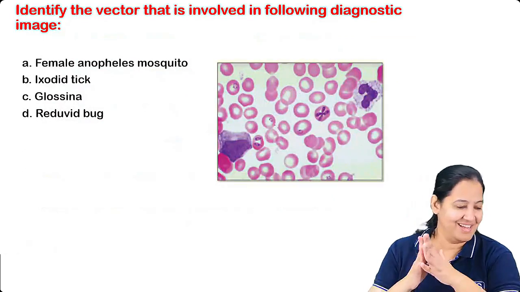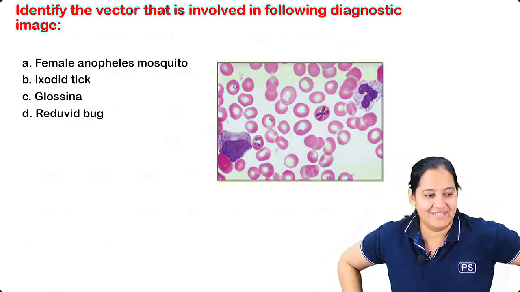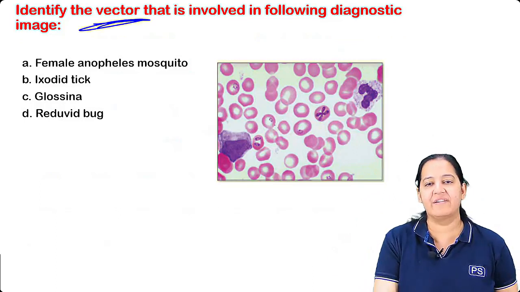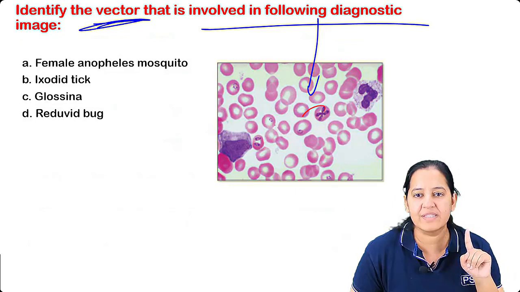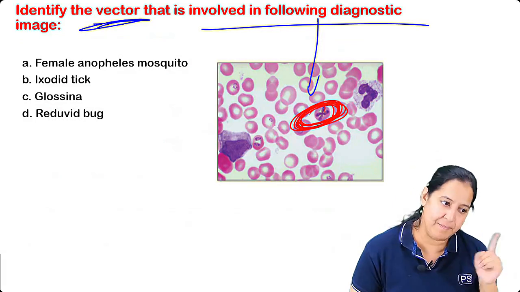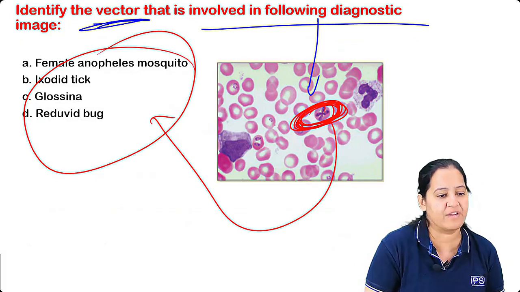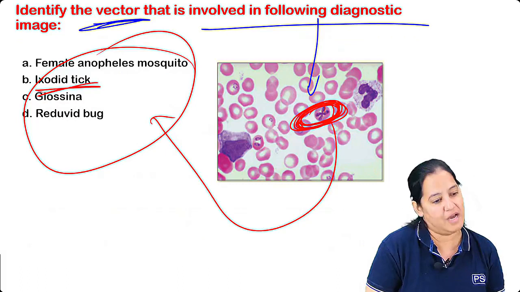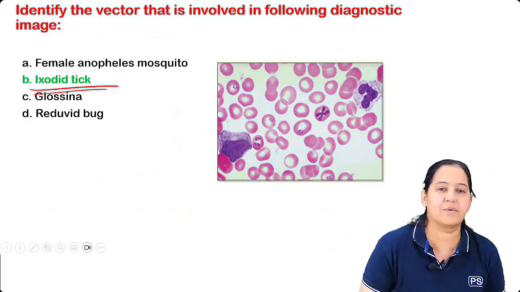I guess we are done with protozoa, the half of the parasites. Read the question. Identify the vector that is involved in the diagnostic image. पहले image देख के identify करो. In the image, you can see a Maltese cross. The Maltese cross is seen in Babesia. So what is the vector of Babesia? Of course, the vector of Babesia is Ixodes, the deer tick. The scientific name is Ixodes scapularis. So the correct answer is B.